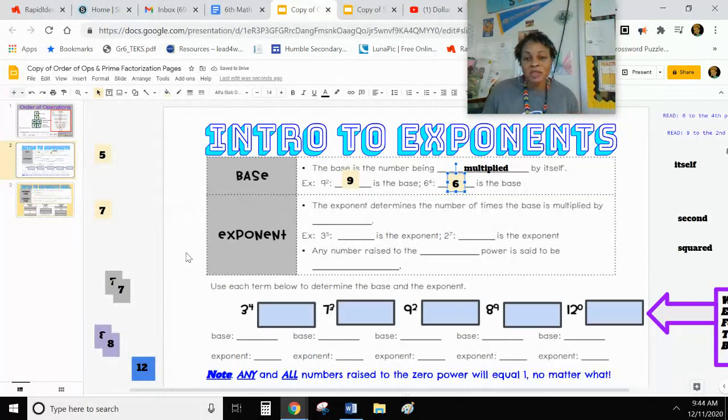Exponent. The exponent determines the number of times the base is multiplied by itself. So that base number is going to be multiplied times itself, okay? So, for example, 3 to the fifth power, 5 is the exponent. It's telling me how many times I'm going to multiply 3 times itself. In the example, 2 to the seventh power, 7 is the exponent.